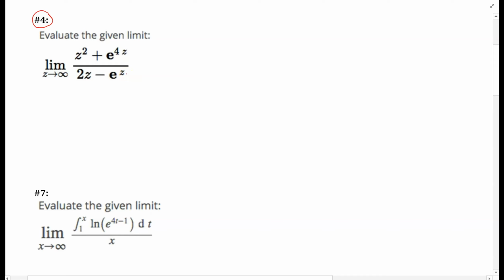So technically you check first what the numerator and the denominator would be, or the size of each of them, as you let z go to infinity. It would kind of be like this: infinity squared plus e to the 4 times infinity, all over 2 times infinity minus e to the infinity. So in the numerator, it's a really gigantic infinity because z squared is a higher degree than 2z, so this is definitely larger than that. And e to the 4 infinity is definitely larger than e to the 1 times infinity.